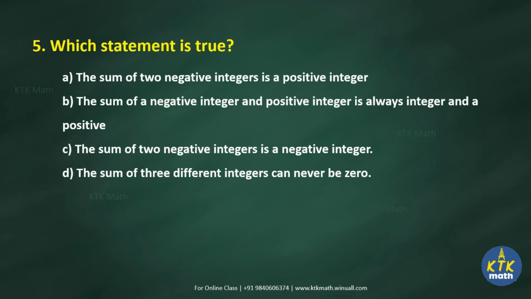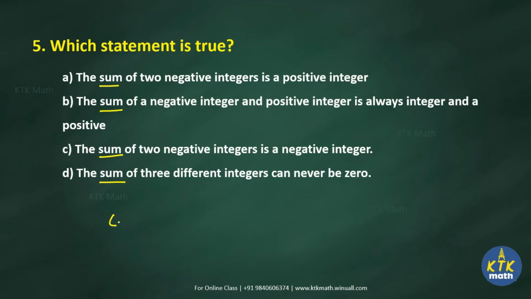Okay. Question number 5. Which statement is true? We need to analyze all these 4 statements, which are given only on addition. Sum means what? Addition. So you need to check all these situations and identify which one is the correct statement. First statement: the sum of two negative integers is a positive integer.